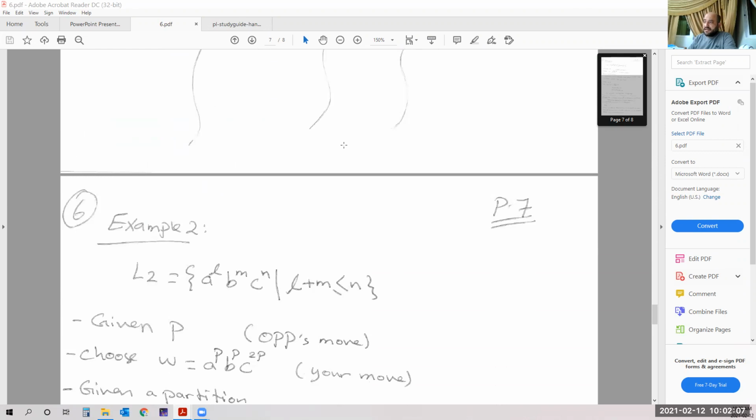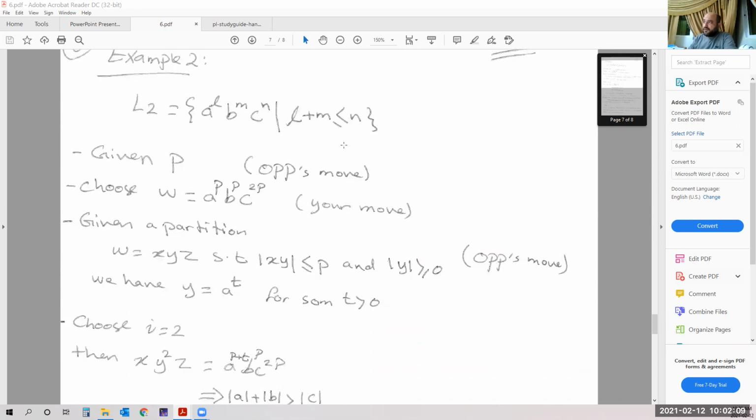Okay, let's have another example that will clarify this a bit. Assume that we have L2, where a to the power L, b to the power m, c to the power n, with L plus m less or equal to n, which means that the repetitions of a and b together, at maximum, should be equal to the repetition of c.